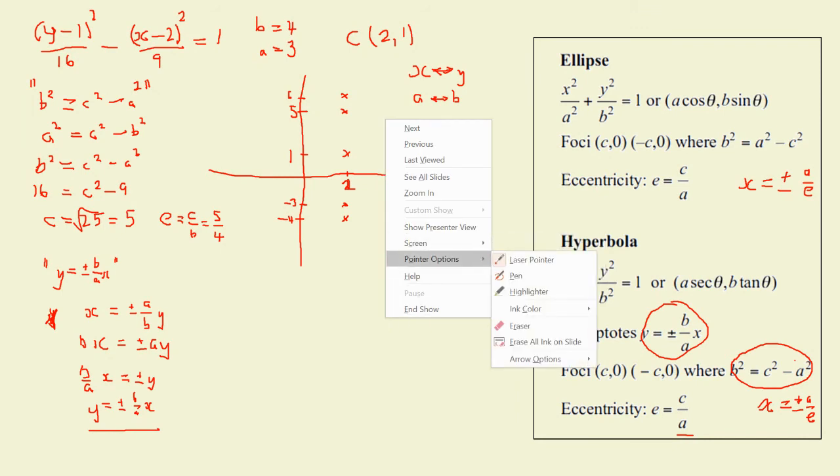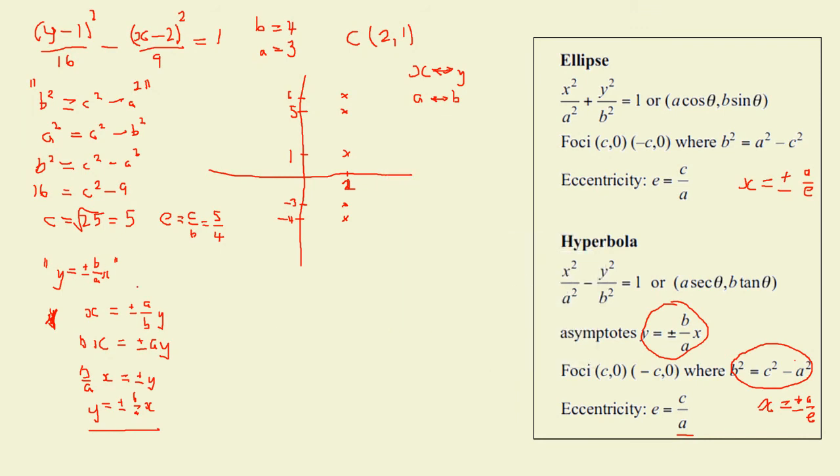So let me go back to my pen. The gradients are not going to have altered. So I know that every straight line goes like this, y equals mx plus c. The gradient has not altered, so it's still going to be given by plus or minus b over a. So in this case, y is plus or minus b over a, 4/3, x plus a constant. And now I just need to work out what that constant is in each case.